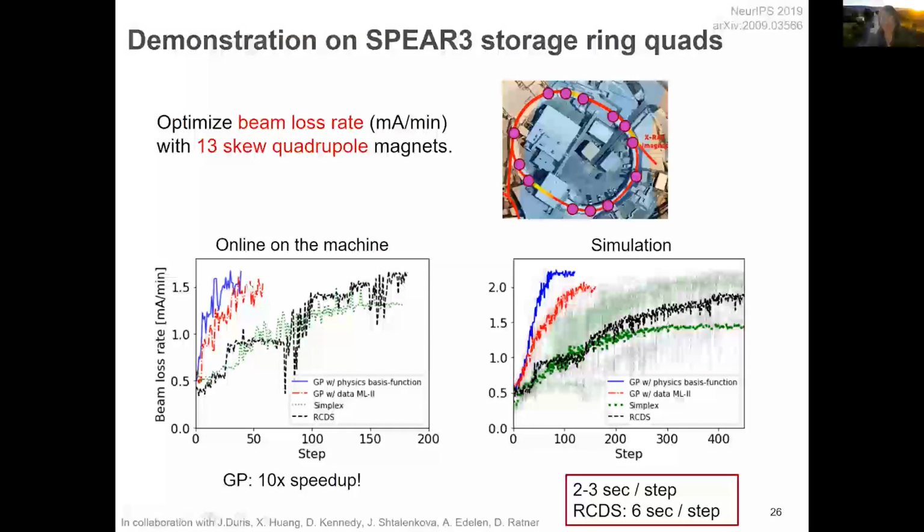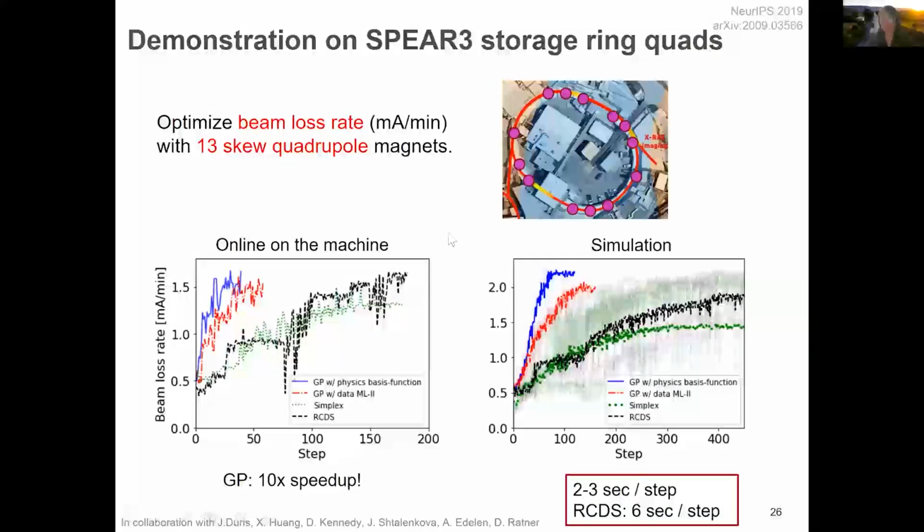So overall, with GPs, we got a 10 times speed up, and with the GP with correlated kernel from physics, we were able to get even a little more speed up. In simulation, we found an even higher optimum with the physics-informed GP.